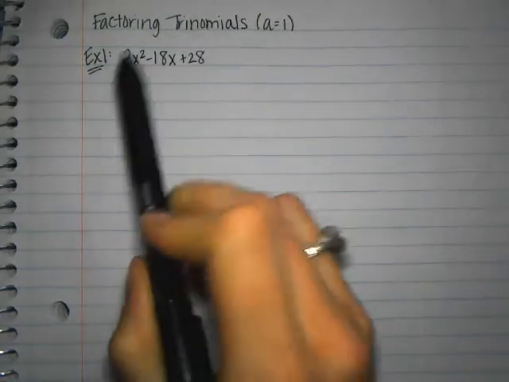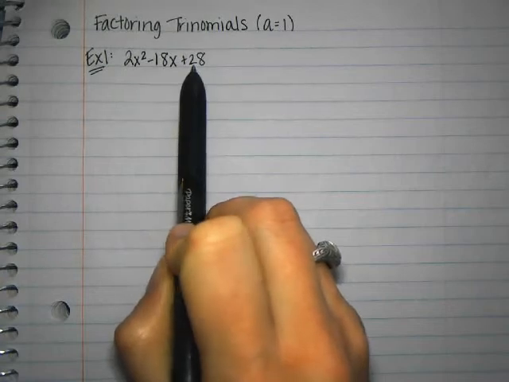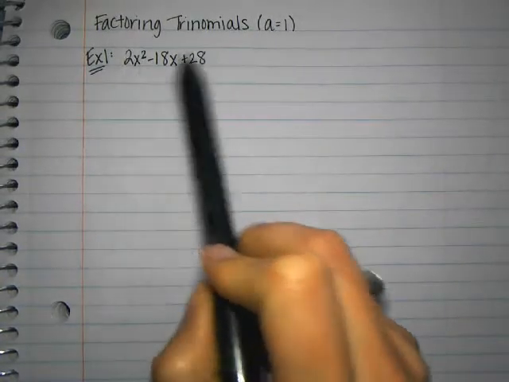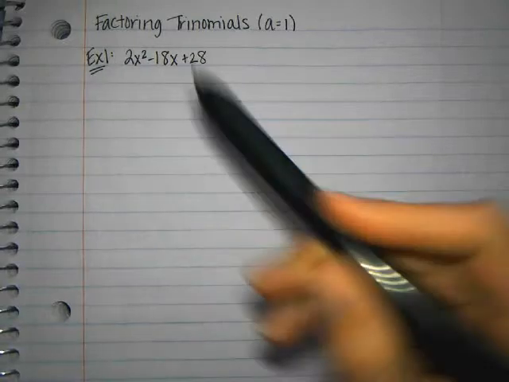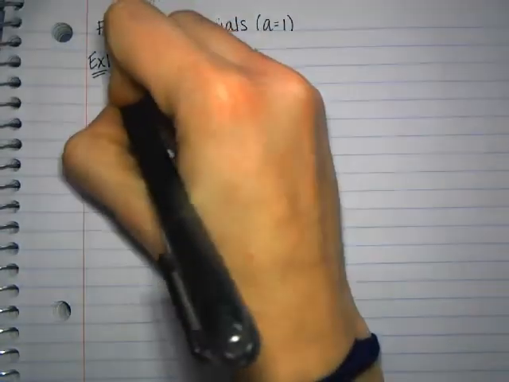The way I always check for a GCF is to look at the lowest number, which is 2, and see if it can divide into 18 and 28, which it can. So we're going to divide each term by 2 and go ahead and take it out and put it in front of the whole trinomial. So we're going to write out 2.